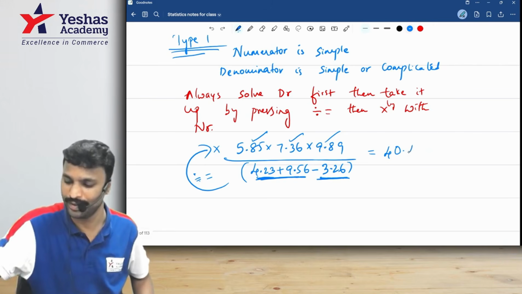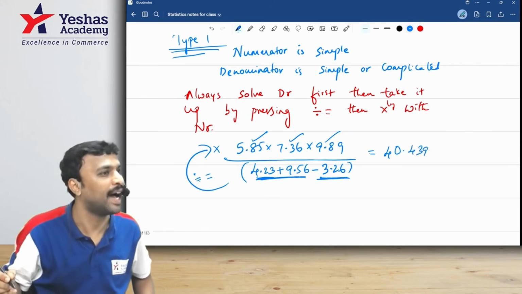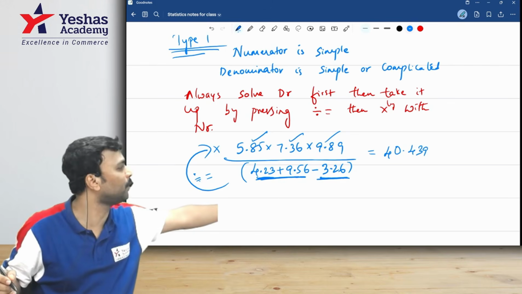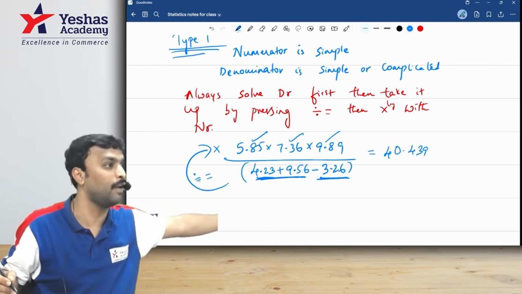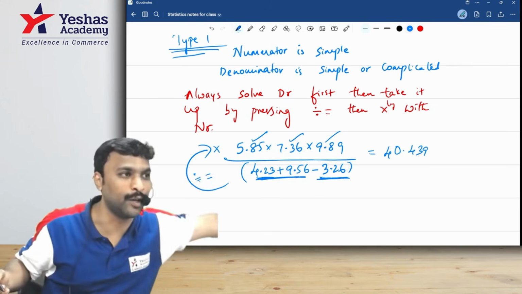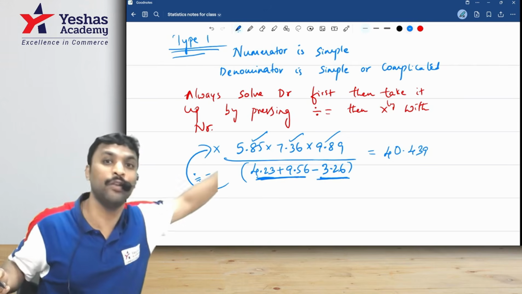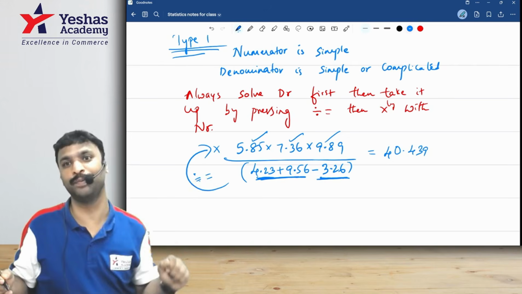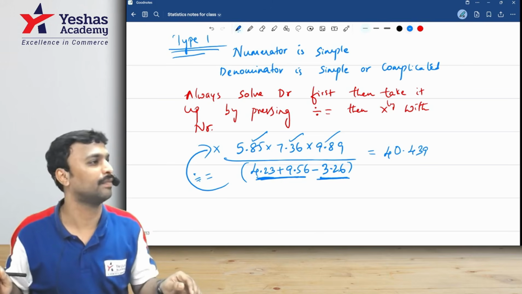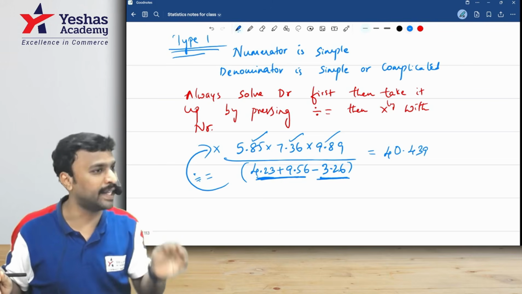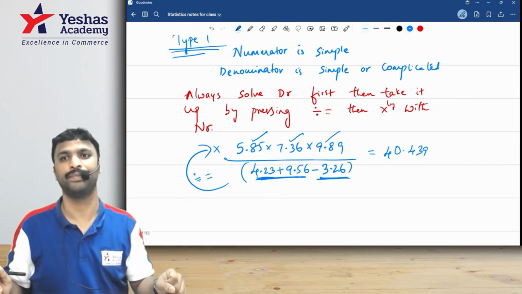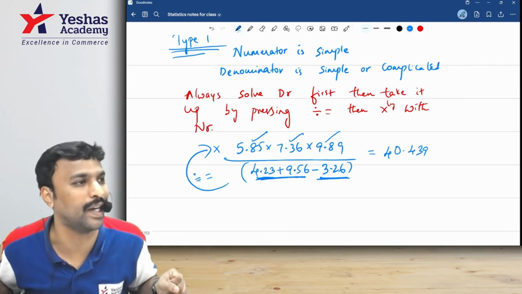Have you understood? Otherwise, how will you be solving? Tell me. 5.85 into 7.36 into 9.89. You solve, you write down the value. Denominator you solve, you write down that value. Again, feed those values in the calculator. In a way, if you miscopy things, gone. Without writing anything on paper, we are able to do it. Have you all understood?